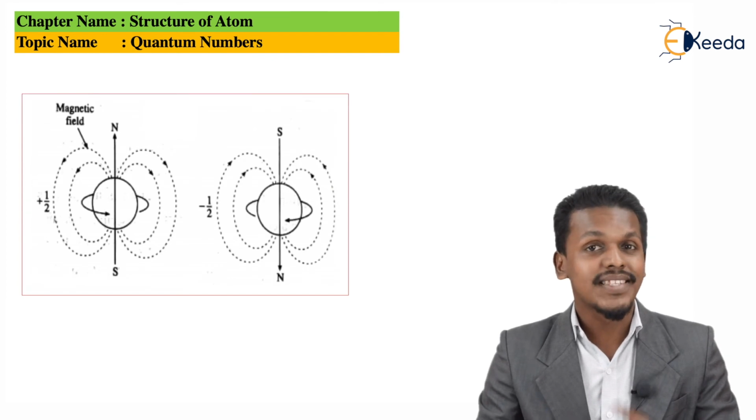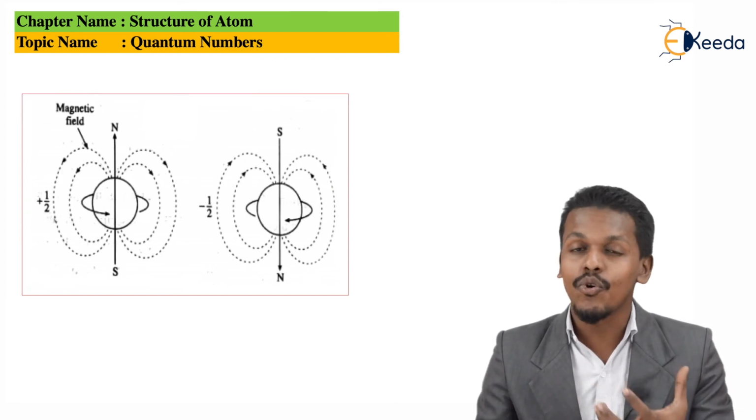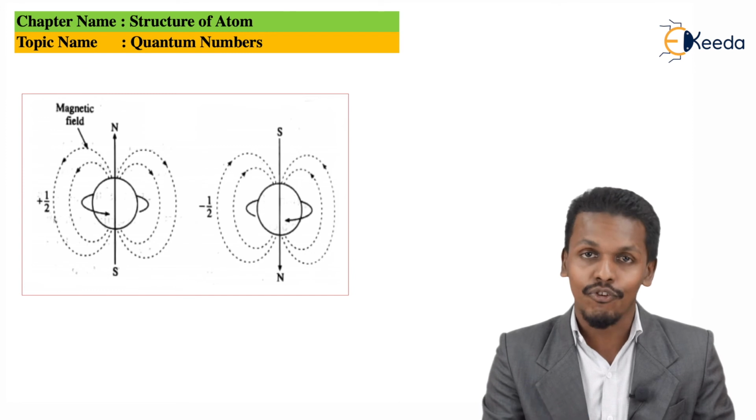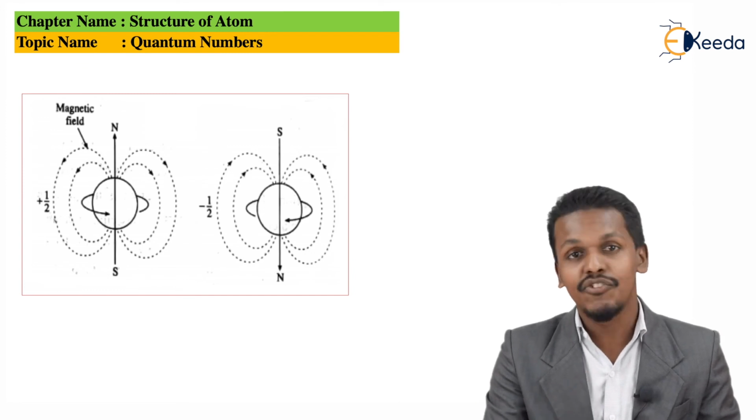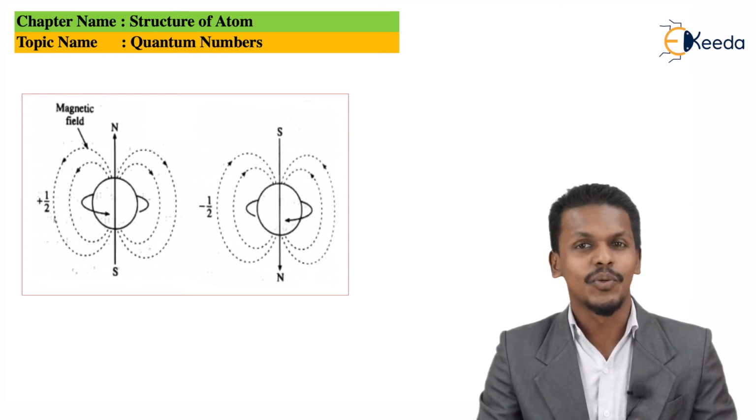So these are all the quantum numbers, and they give us very strong details about the electron as well as the energy associated with it. So that's it.